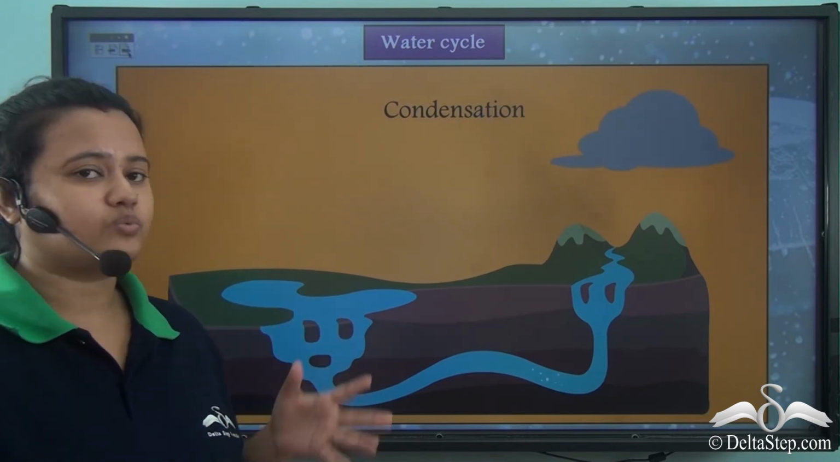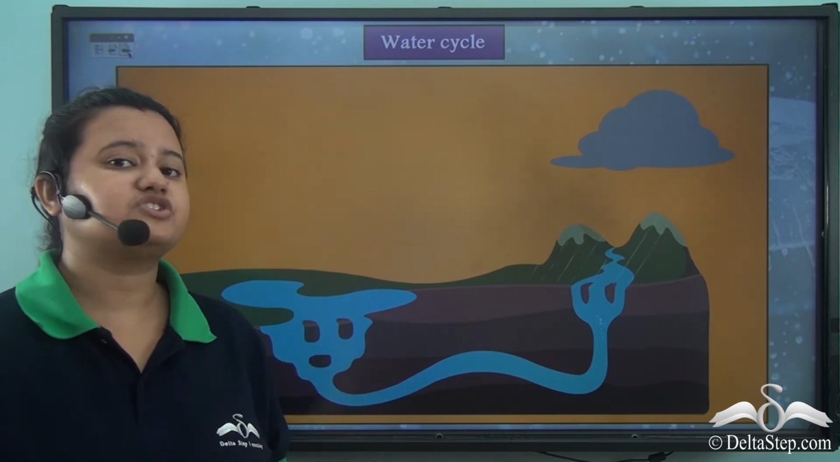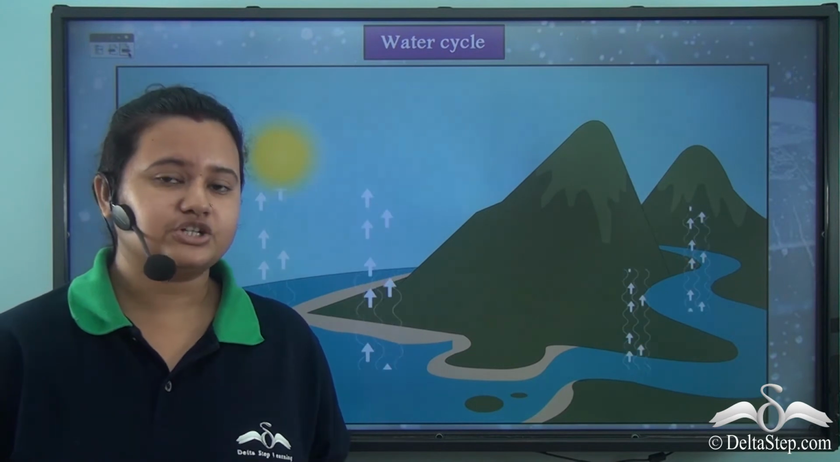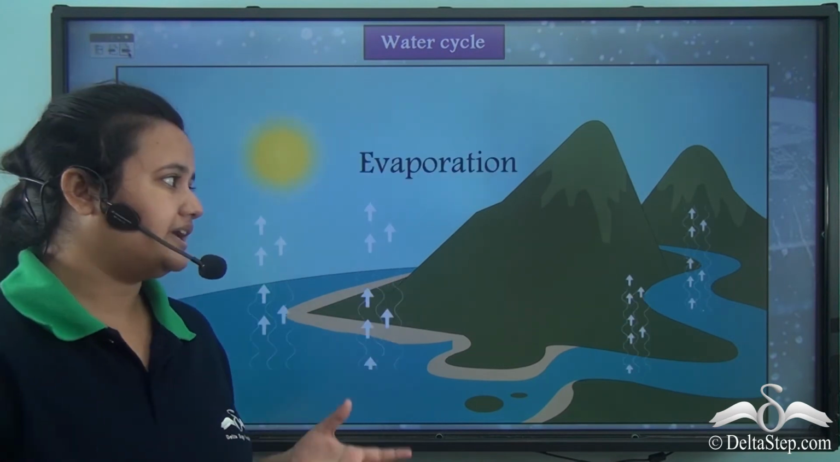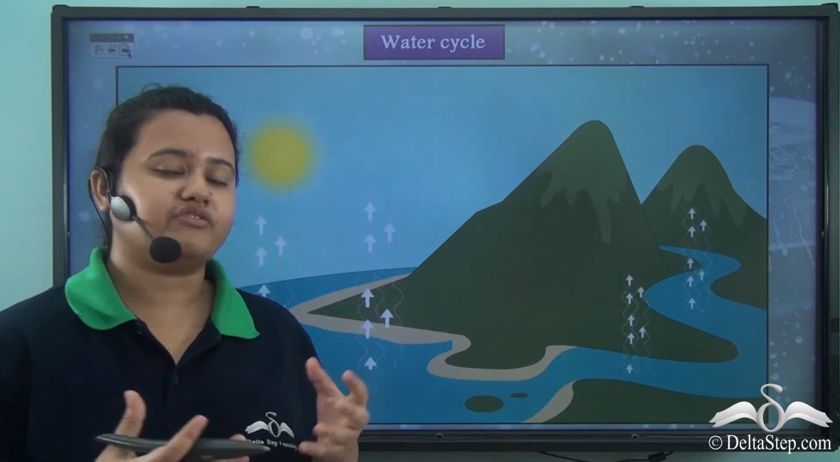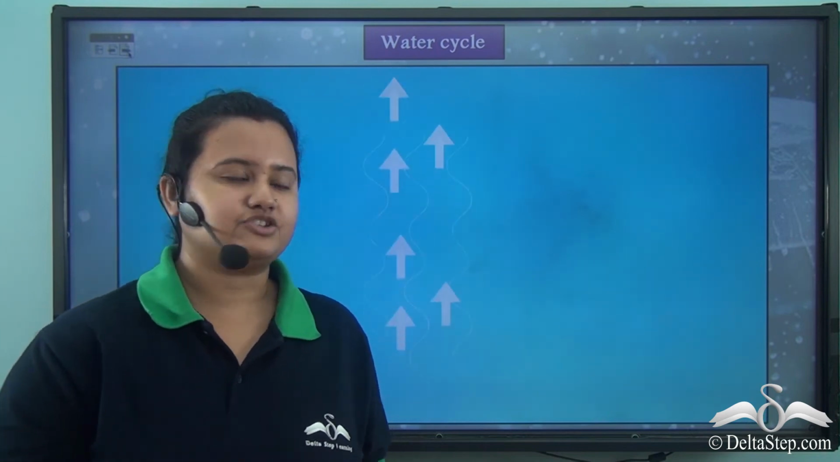Again, the surface water evaporates and the process of evaporation begins, which is followed by the process of condensation, and this process continues in the form of the water cycle. So the water cycle is the process in which evaporation and condensation occur simultaneously in nature.